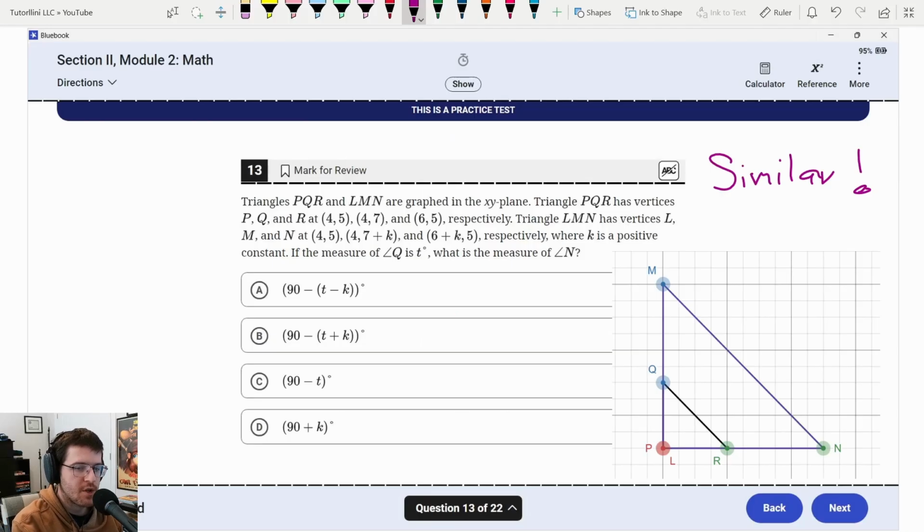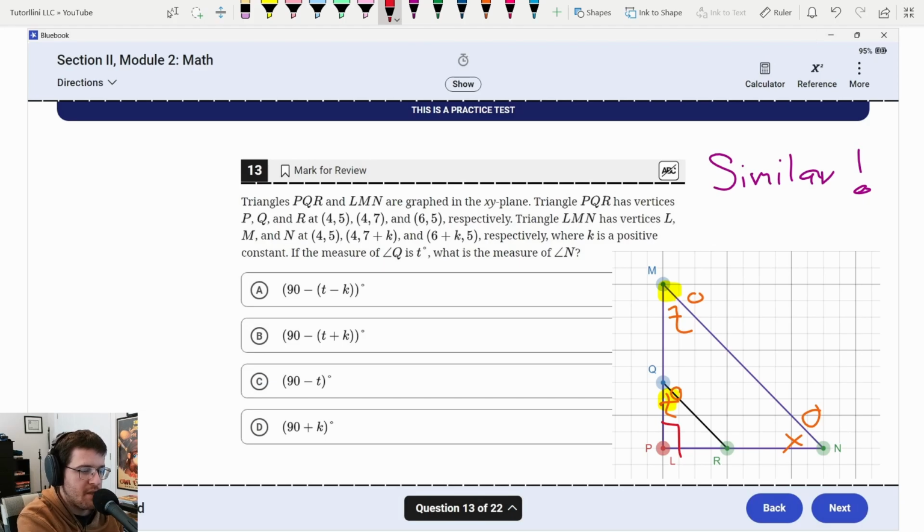Okay, so these two triangles are similar. They tell us that angle Q has a measure of t degrees. So I'll put that on the picture. All the corresponding angles are equal, so Q goes with angle M, so it must also be equal to t degrees. And they want us to find the measure of angle N. So how about I call it x? And you'll notice at this point here, a vertical line meets a horizontal line. Those are always perpendicular, so that's a right angle right there.